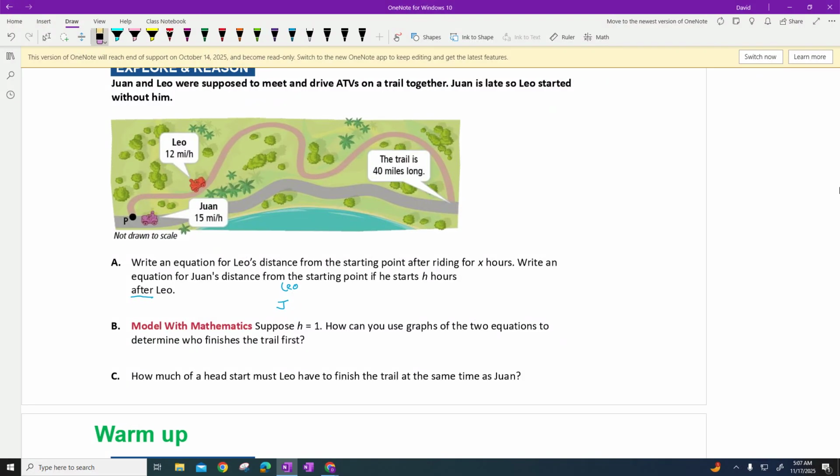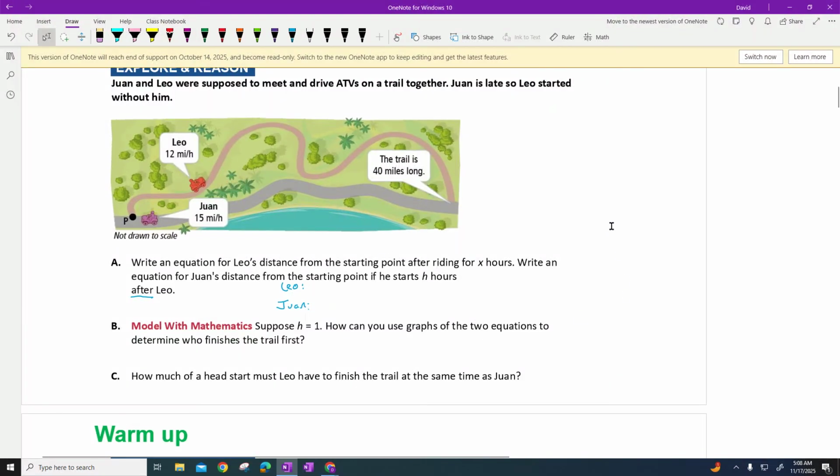And do your best. Then let's answer these other questions here real quick. Suppose H is 1, because he's starting 1 hour after. How can you graph the two equations to determine who finishes first? How can you use graphs? If we graph both of these equations, how would we know when somebody got to 40 miles down the trail first? Just give me a sentence there.